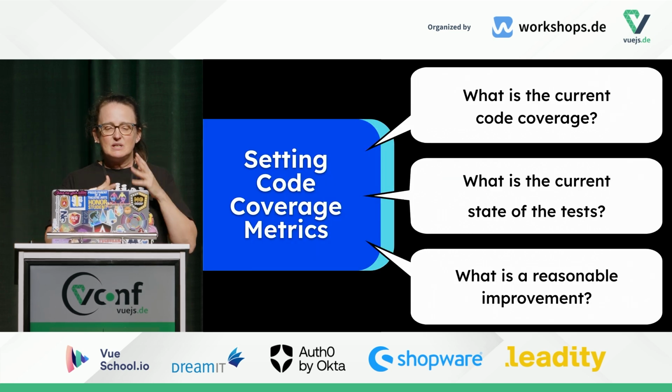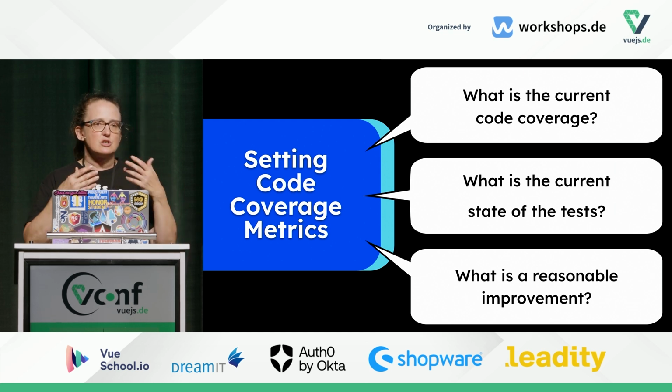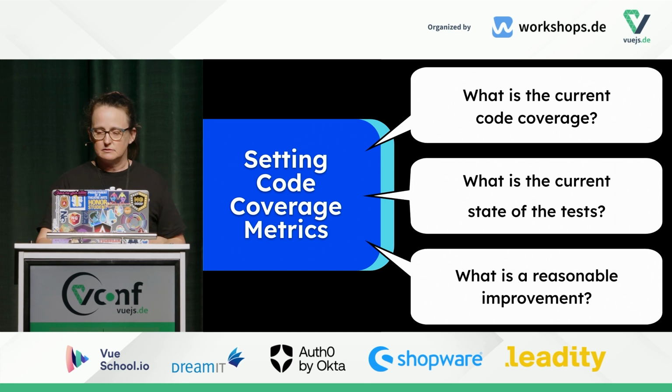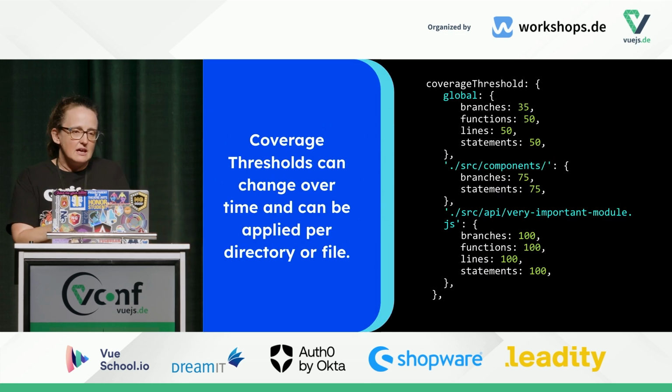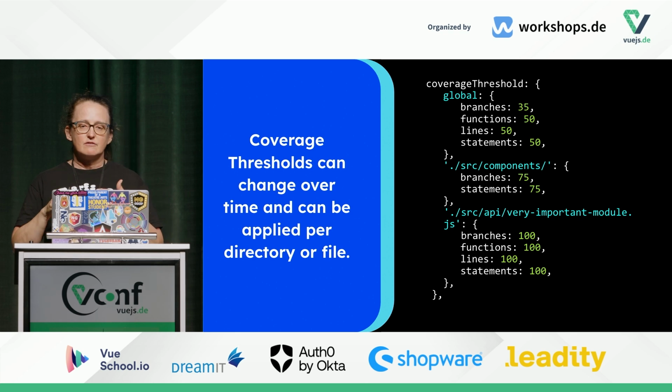So when we decide how to set code coverage metrics, just like your testing strategy, this can evolve over time. So I like to look at what is the current code coverage in my library, and what is the current state of the tests? Like, are they in good shape? Are they actually testing useful things? And then what would be a reasonable improvement, right? And so we can set targets over time to say, you know what, this sprint, we want to increase our code coverage by 2%, or whatever makes sense. Because you can improve coverage over time, and you can improve coverage by directory or file. So you can set the code coverage metrics globally, by directory, or by file.